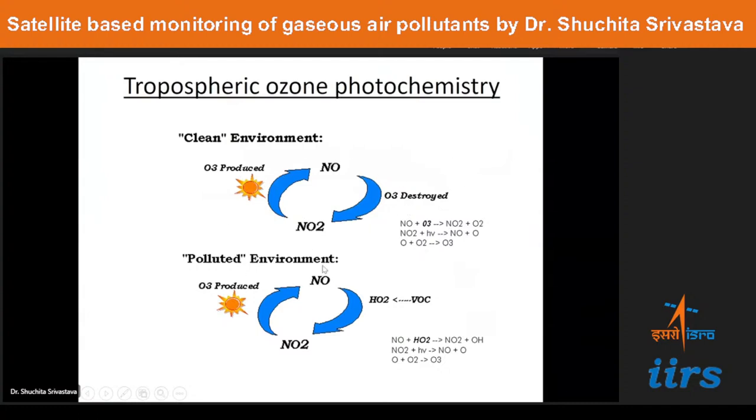But in a polluted atmosphere, what happens? Volatile organic compounds and carbon monoxide produce HO2 radical. And this HO2 radical is more reactive with NO than ozone is. So NO starts reacting with HO2 radical and it produces NO2 and OH. And now NO2 photodissociates and produces ozone. So now ozone is not consumed in the process but produced. So in the polluted atmosphere, net production of ozone takes place.